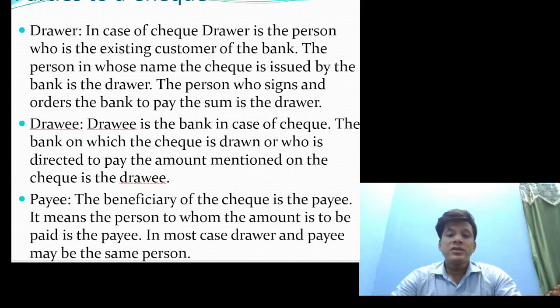The beneficiary, or the person in whose name the payment will be made, can be termed as the payee, and in most cases, both the drawer and payee may be the same person. But in certain cases, if the check is transferred or negotiated, then the payee and drawer become different persons.